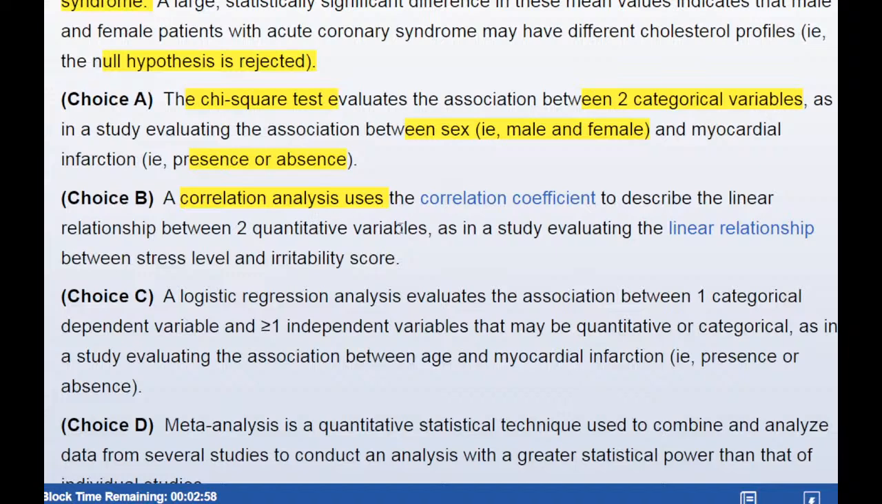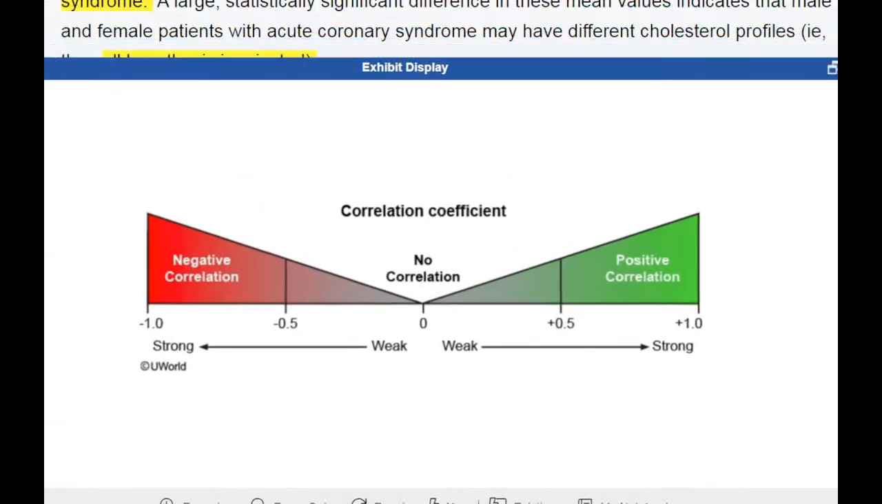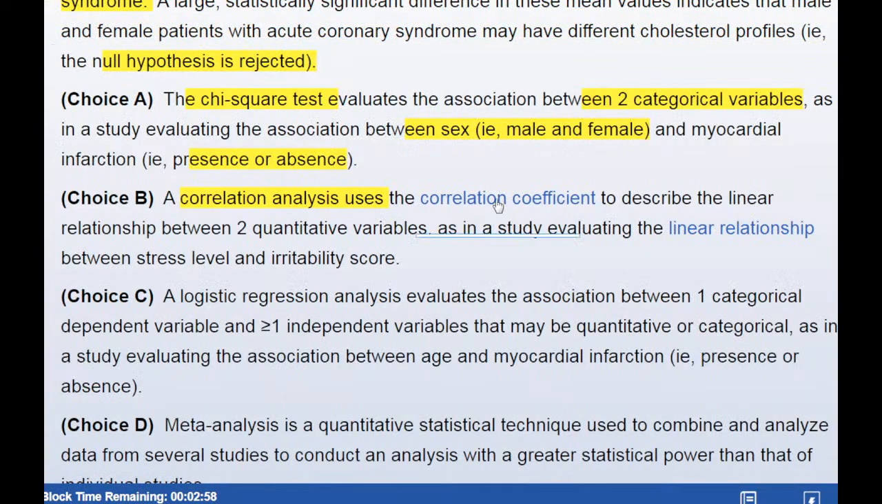Quantitative variables. As a study evaluation, the linear relationship between stress levels and irritability score. Let's see, correlation. Okay, this is hearsay. Okay. I don't like to show those graphics.